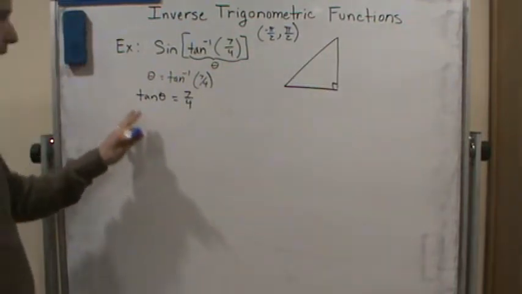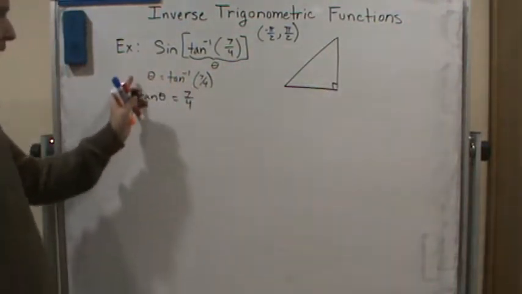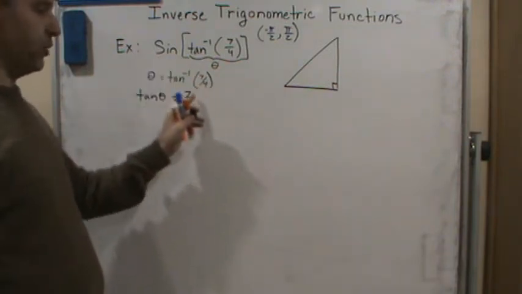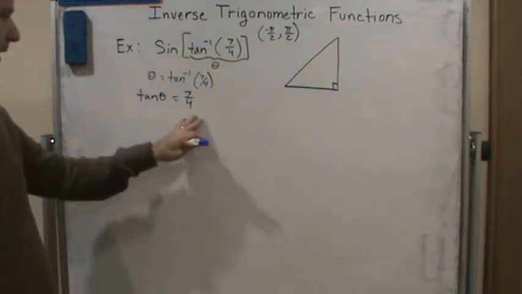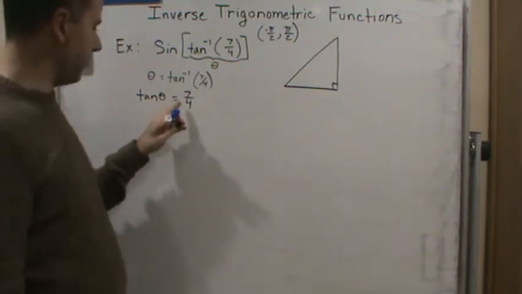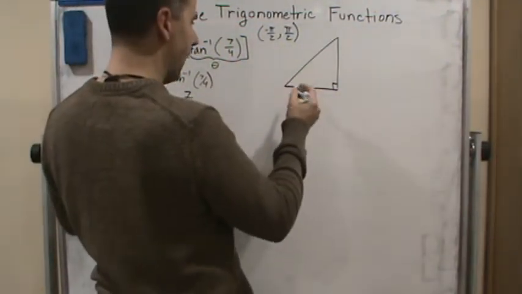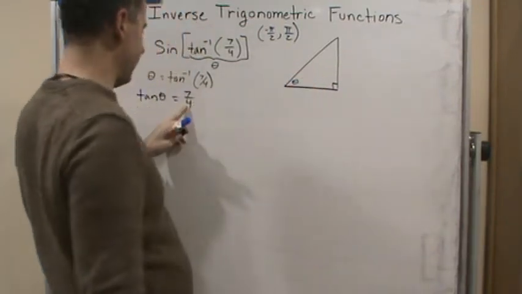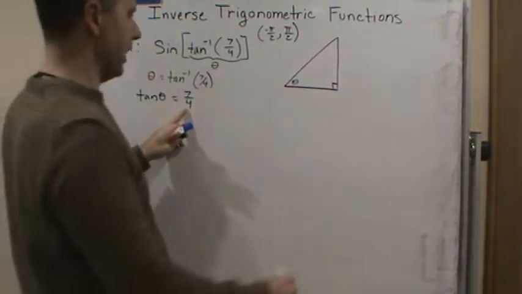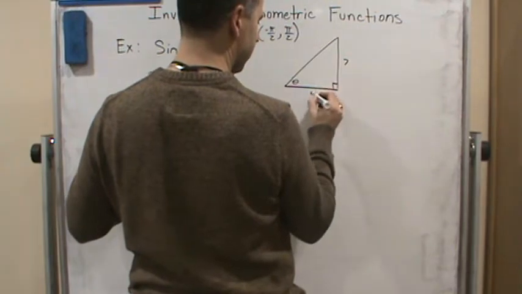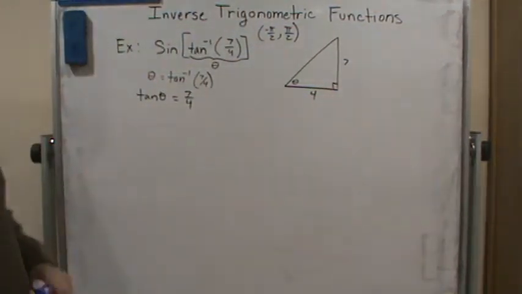So I'm not going to do the work because I've already showed you several times. Just take the tangent of both sides and then use the inverse property and you get this. So now, what's the definition of this? This is opposite over adjacent. So now I'm going to fill in my angle, right, theta, and opposite over adjacent is going to give me this, okay?